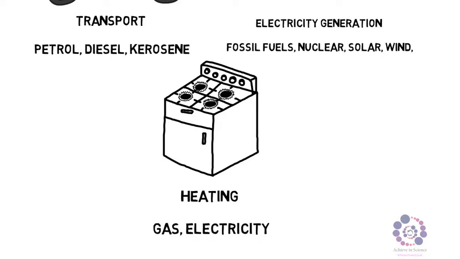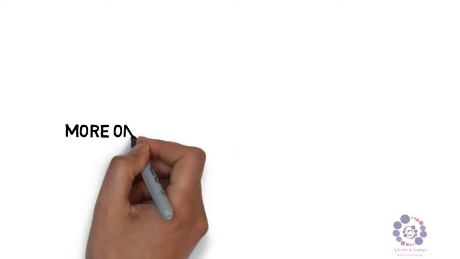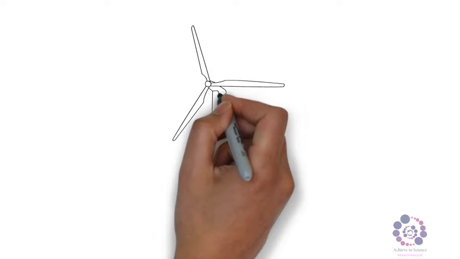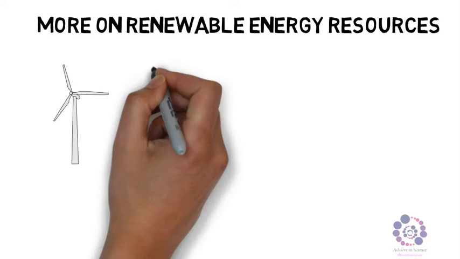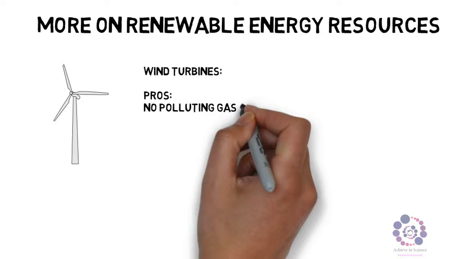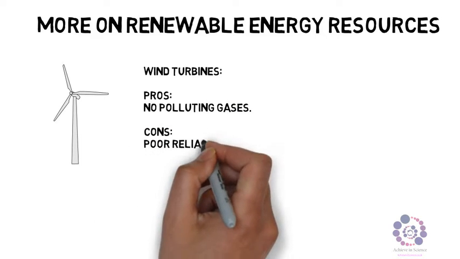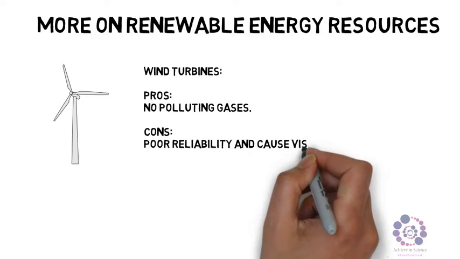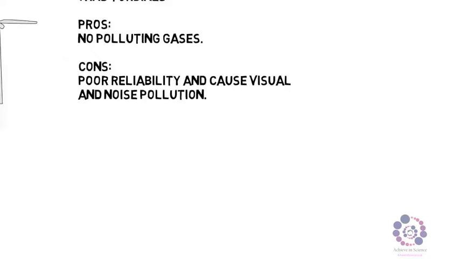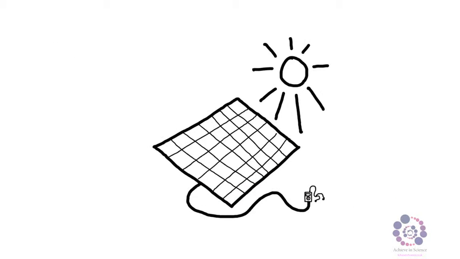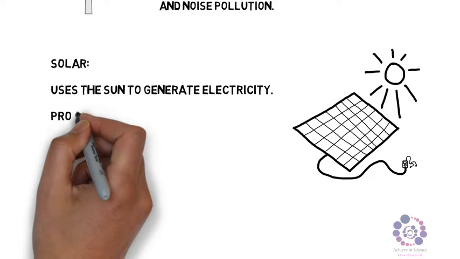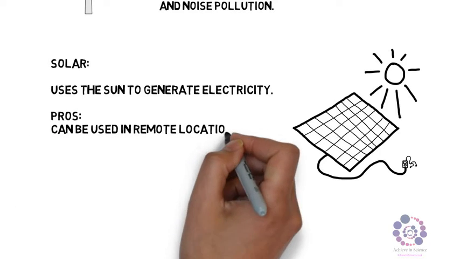Now let's have a look at some more information upon renewable energy resources and the pros and cons of each energy resource. Let us begin first of all with wind turbines. The pros are that it produces no polluting gases, whereas the cons are that it's got poor reliability and can cause visual and noise pollution. Next we have solar. This uses the sun to generate electricity. The pros: it can be used in remote locations. The cons are that initial costs are high.